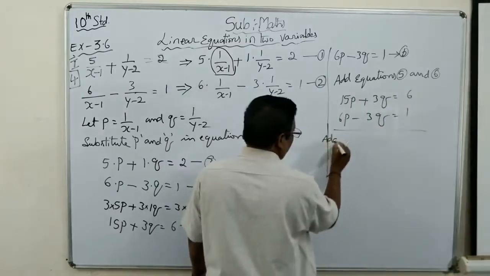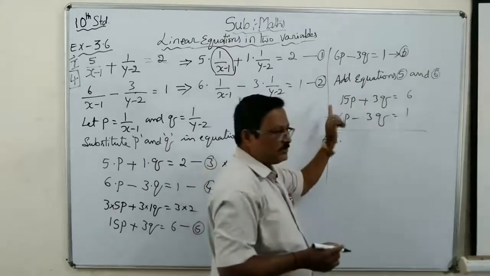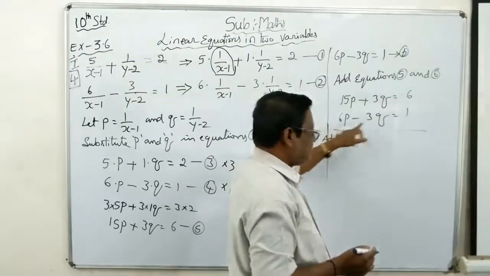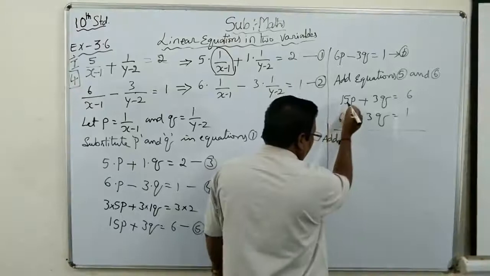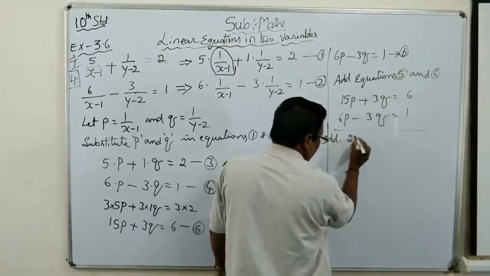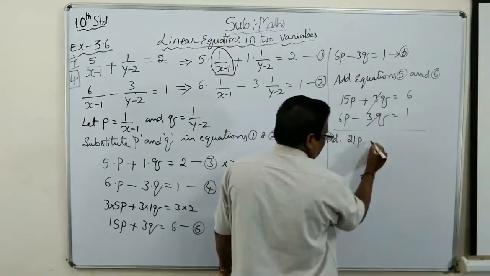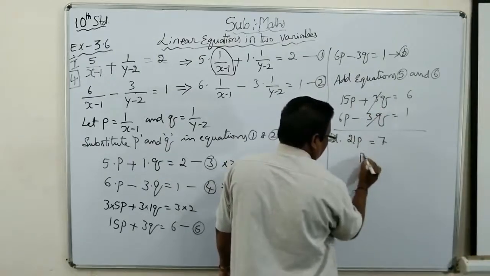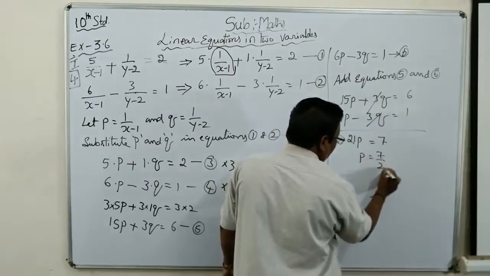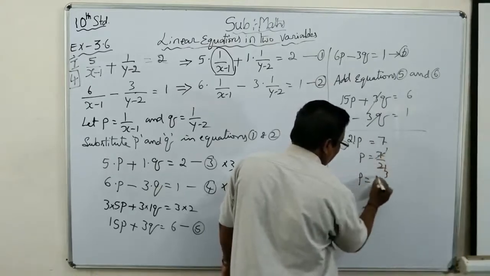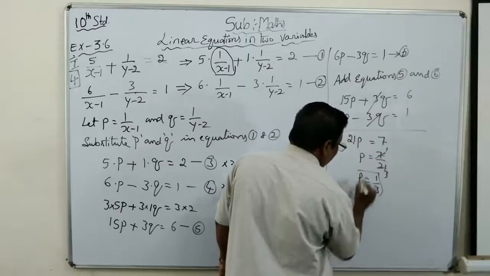Add means no change in the signs of the equations. Here as it is plus is there, 15 plus 6 is 21p. Minus sign and plus sign cancelled, is equal to 6 plus 1, 7. P is equal to 7 by 21. P is equal to 7 ones are 7, 7 threes are 21, 1 by 3. P value is 1 by 3.